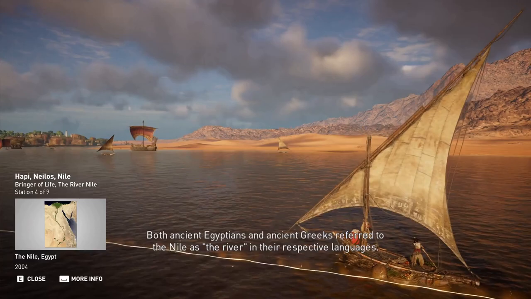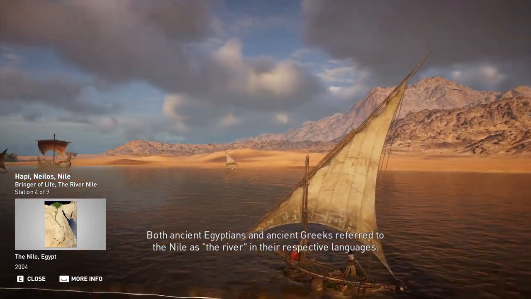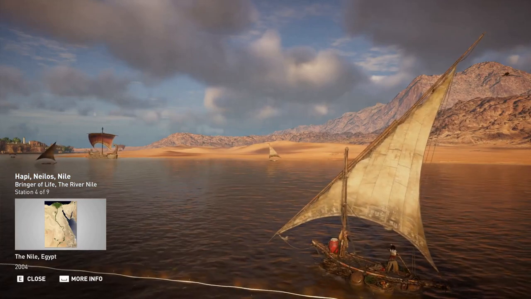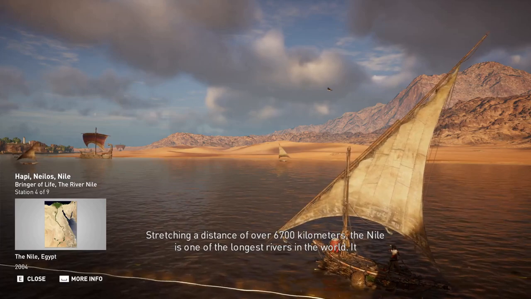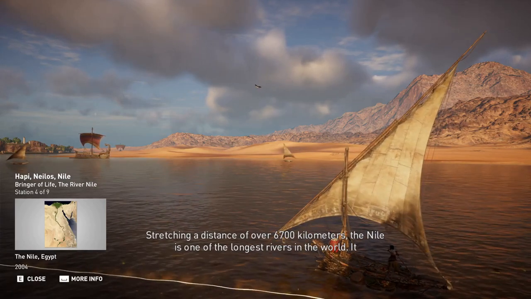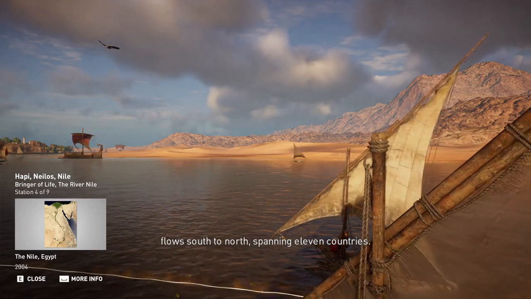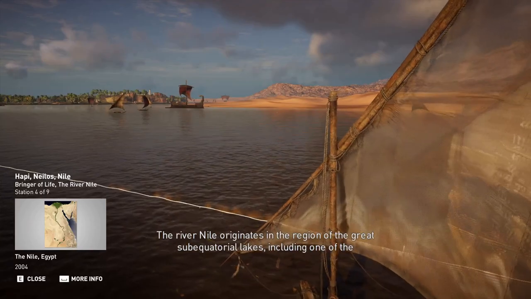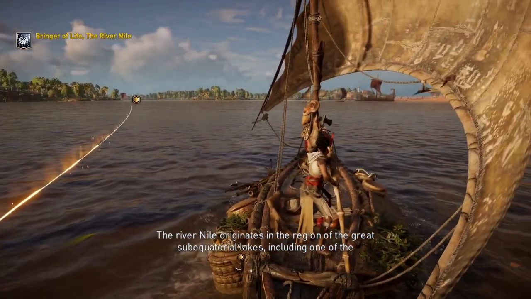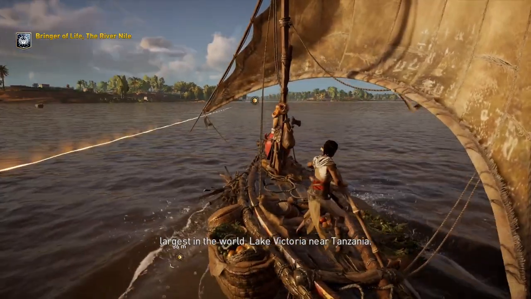Both ancient Egyptians and ancient Greeks referred to the Nile as the river in their respective languages. Stretching a distance of over 6,700 kilometers, the Nile is one of the longest rivers in the world. It flows south to north, spanning 11 countries. The River Nile originates in the region of the Great Sub-Equatorial Lakes, including one of the largest in the world, Lake Victoria, near Tanzania.